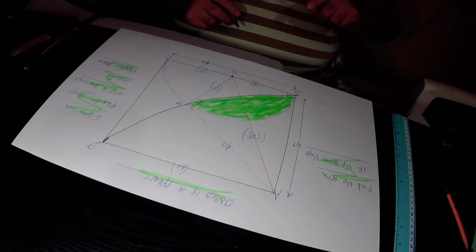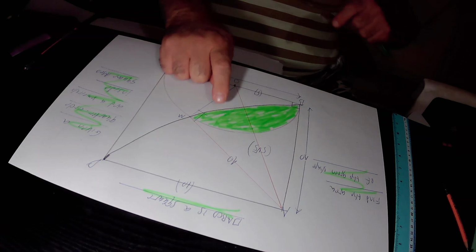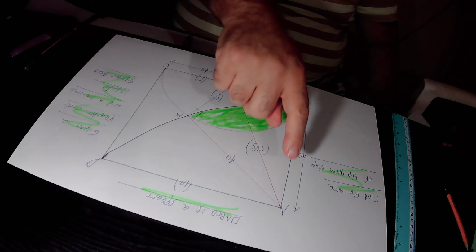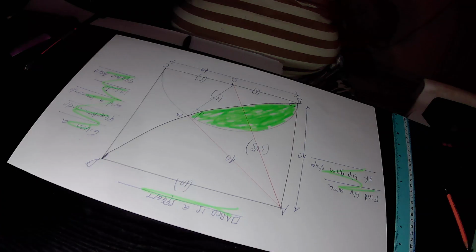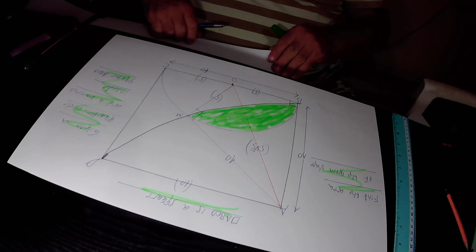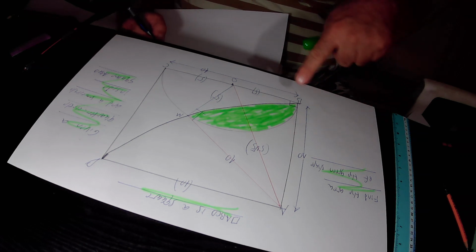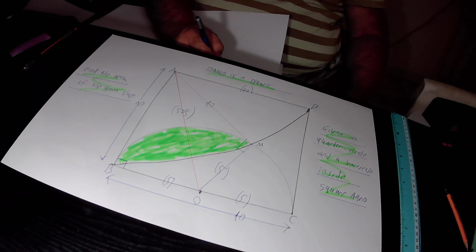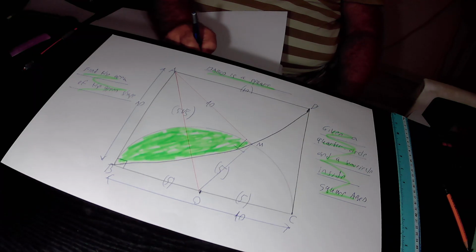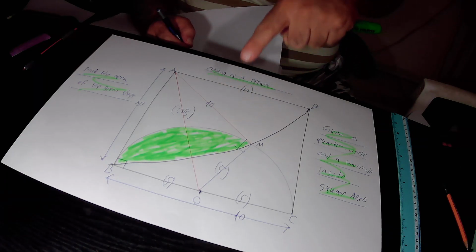Actually, those two right triangles are congruent to each other according to the side rule. So I prove that the right triangle ABO is congruent to the right triangle AOM according to the side rule. This is the right triangle ABO. We have to prove that it is congruent to the right triangle AOM. This is the right triangle AOM.